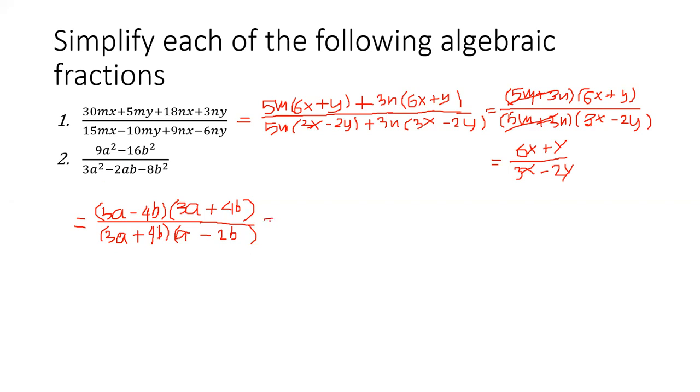Okay, after factorizing, we need to simplify. 3a plus 4b divided by 3a plus 4b. Okay, and the result, the fraction becomes 3a minus 4b divided by a minus 2b.